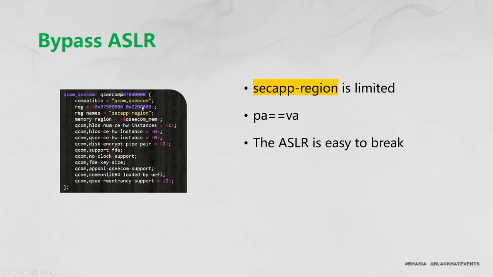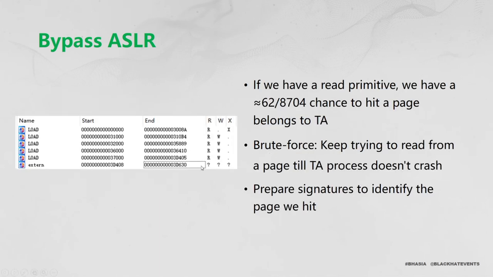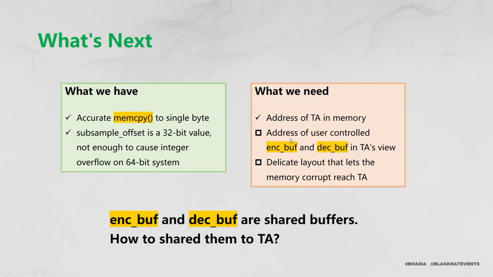Well, as the region is limited and it is a fixed physical address, we can bypass ASLR by brute force. We can keep trying to read from a page, and the page will crash. But if it doesn't crash, it means that we have reached some page belonging to the TA. We can prepare some signatures of each page, compare them with the page we can read from, and determine which page we have hit. So we can know the load base of the TA. After that, we'll find how to know the address of the shared buffers we are controlling. Of course, we need a physical address of both of them.